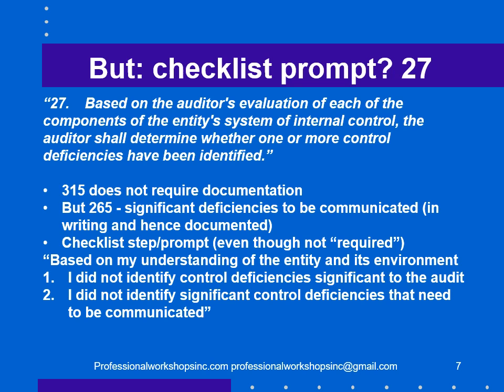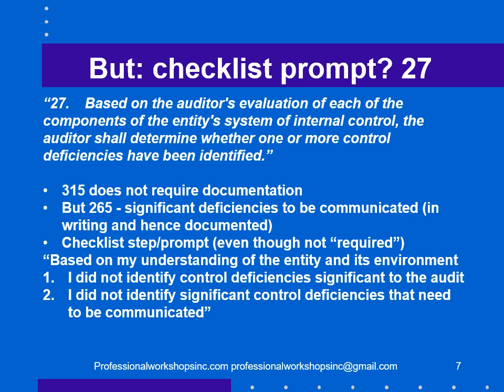But for an example of a checklist prompt, paragraph 27, don't have to document it, but it says, based on the auditor's evaluation of each of the components of the system of internal control, determine whether or not one or more control deficiencies have been identified. Now, 315 doesn't require that we document that. I kind of think it's an important thing. When we get to 265, which talks about communicating significant deficiencies, it says we have to communicate significant deficiencies in writing, and hence we document them that way.